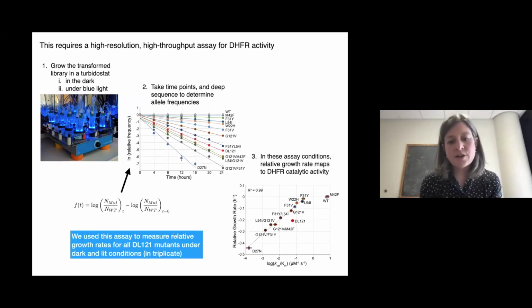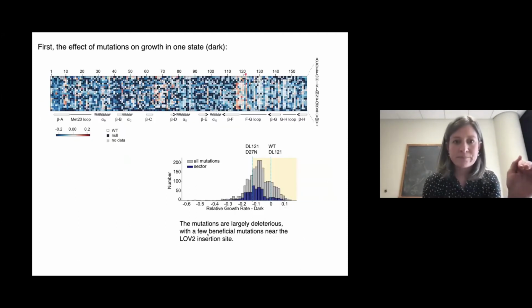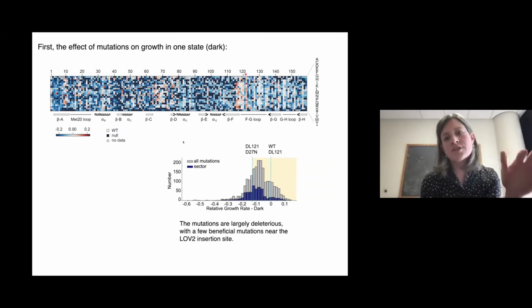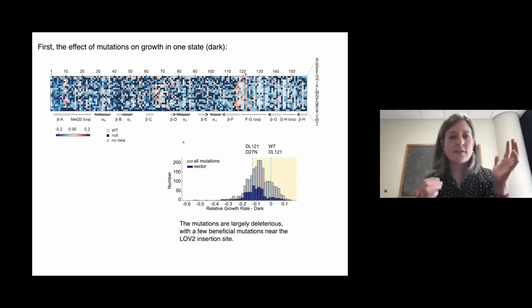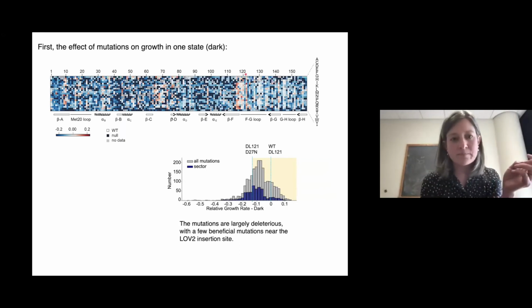Okay, so we use this measuring out assay to measure relative growth rates for all of our DL121 mutants in the dark and in the light. First, I'm going to show you the data for mutations on growth in just the dark. Here we're not inferring anything about allostery, but our goal is to first look at the data and make sure things make sense and that the things that are deleterious are kind of expected, like conserved things in the active site.